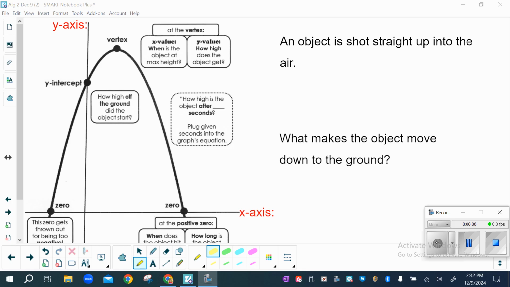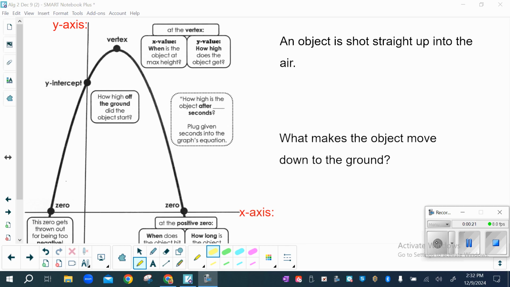One picture I pass out to you, and it's just this on that page. And then you have the notes page where it's really small in there. So we're going to use it again. So I want to talk about this. So an object is shot straight up into the air.